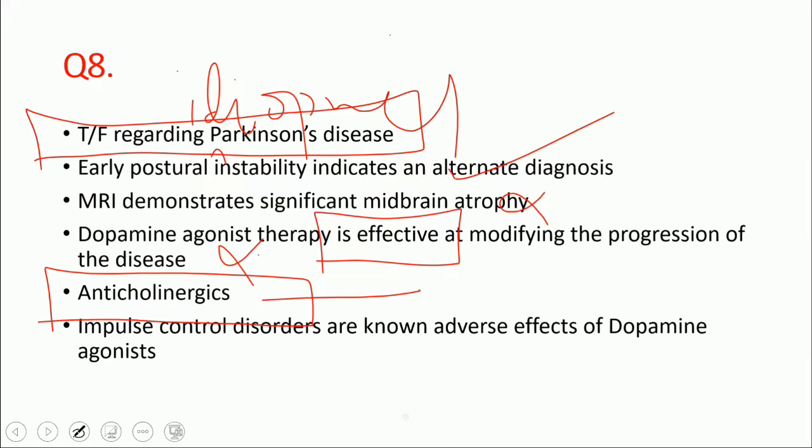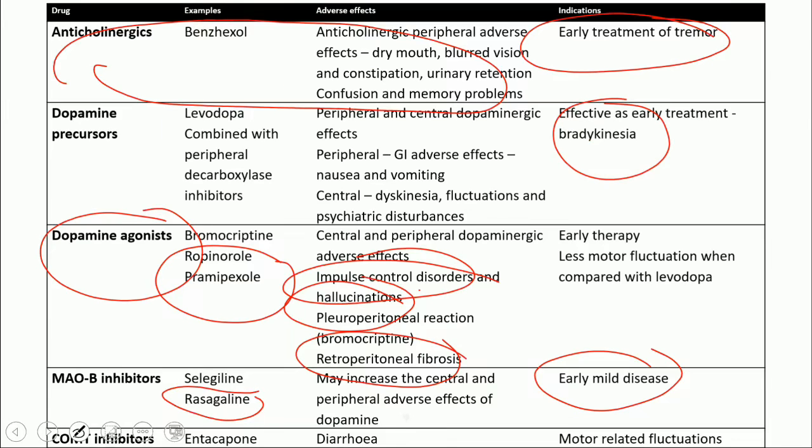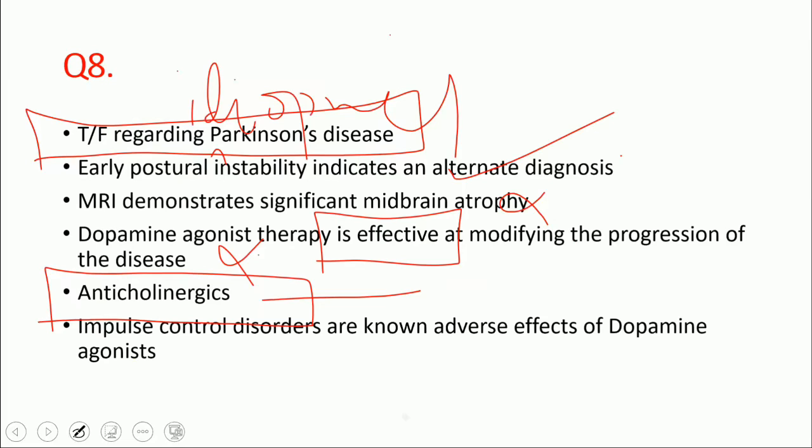So anticholinergics, the important point is anticholinergics are very good at treating tremor. Whereas dopamine drugs are very good at treating bradykinesia; with levodopa you can treat bradykinesia well. Impulse control disorders, gambling, that's a very famous MCQ. They ask about dopamine agonists in Parkinson's, and this is true, it really happens. When you give them, they go crazy, they gamble, they play all sorts of unusual games.